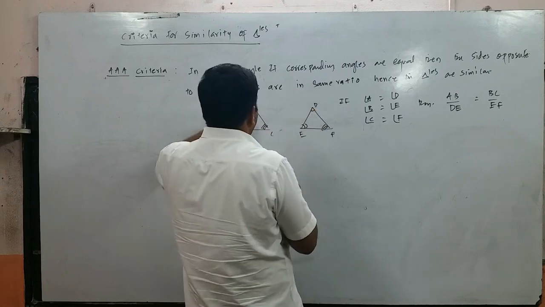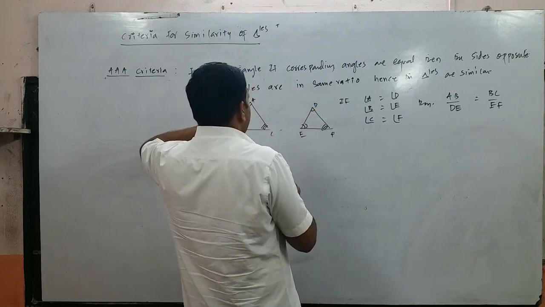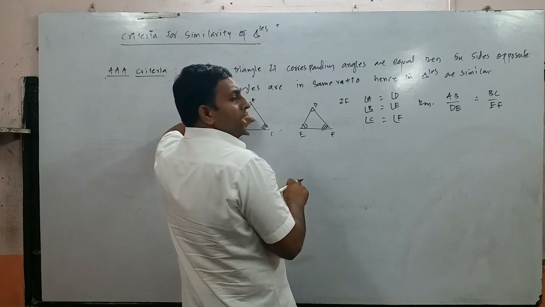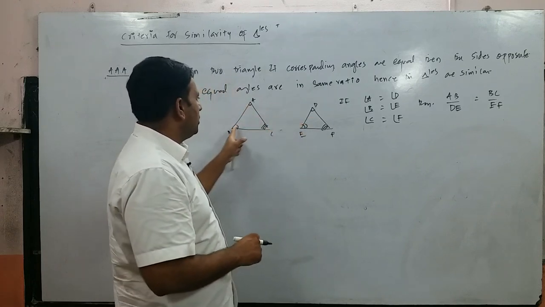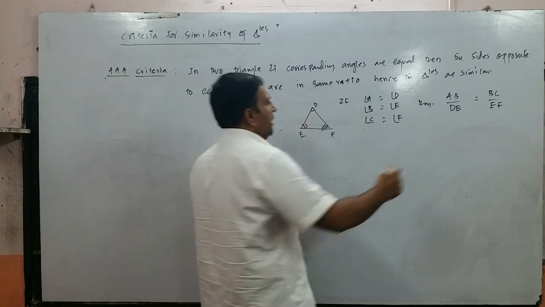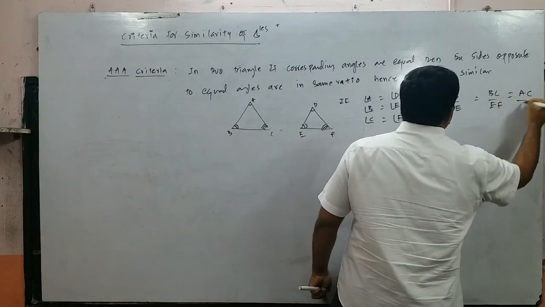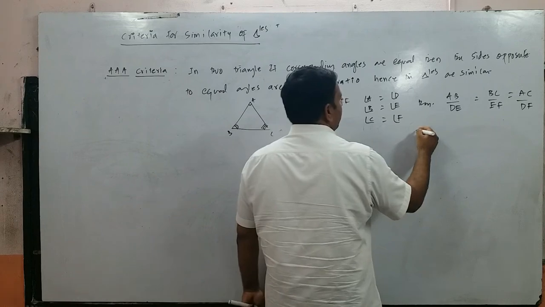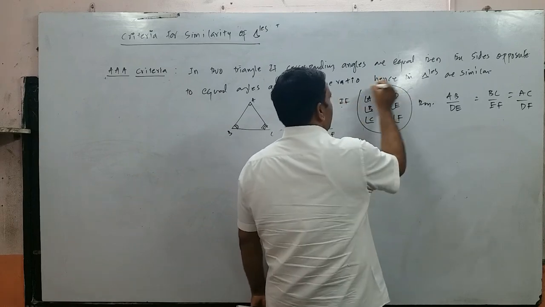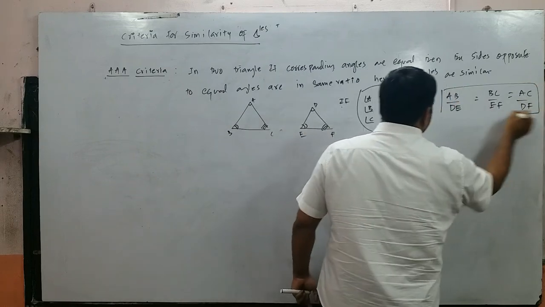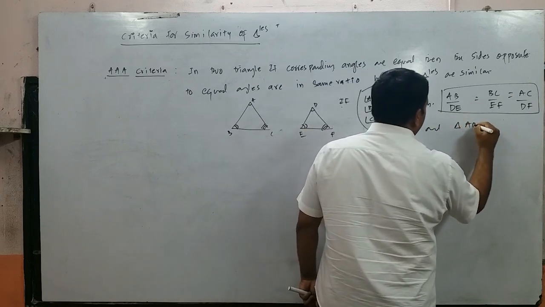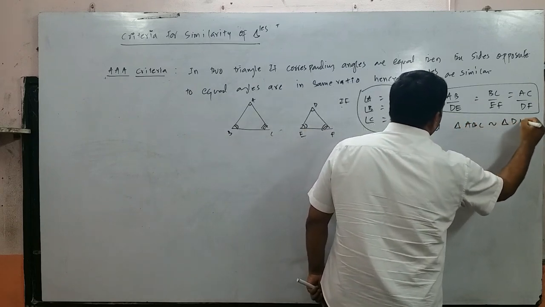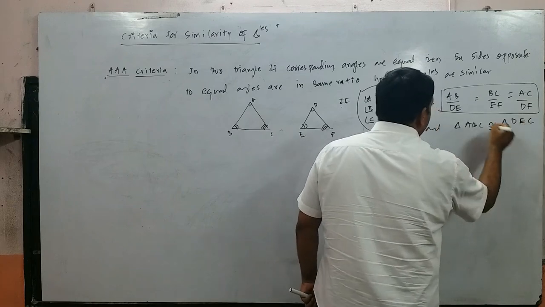Now this angle I will try to take. Angle B. For angle B, what is the side opposite? AC. For angle E, what is the side opposite? DF. So I'll write AC by DF is equal to AC by DF, right? If this condition is satisfied, then automatically the sides are proportional or in the same ratio, and triangle ABC will be not equal, will be similar to triangle DEF.